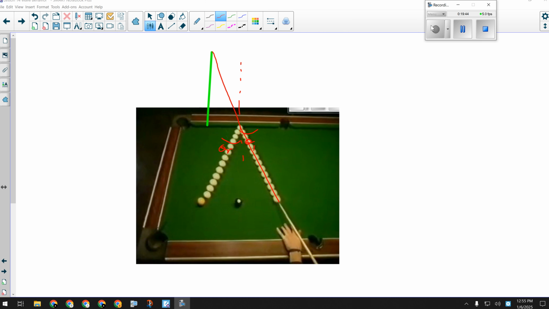Third thing we need to know about reflection, the law of reflection. The angle of incidence equals the angle of reflection. Incident means incoming waves. Okay? Reflected means outgoing waves.